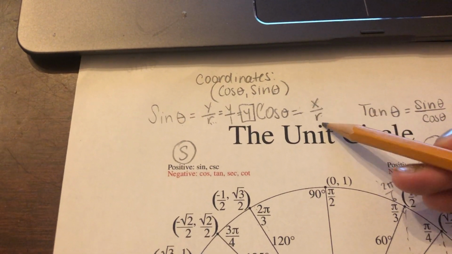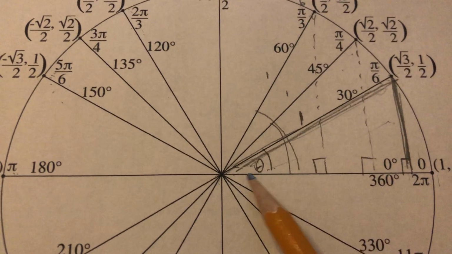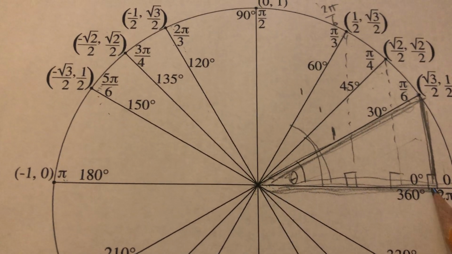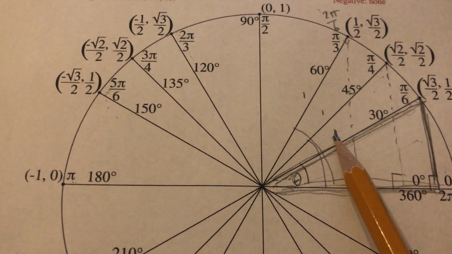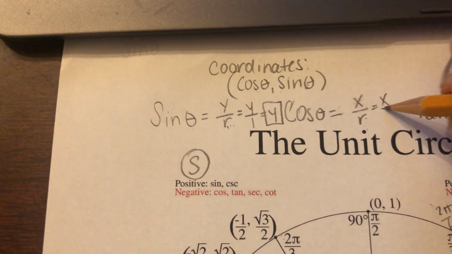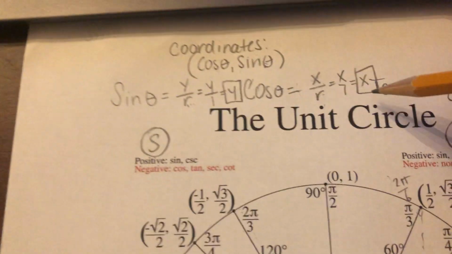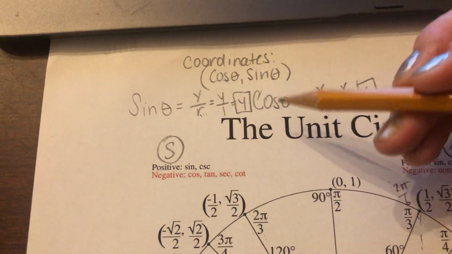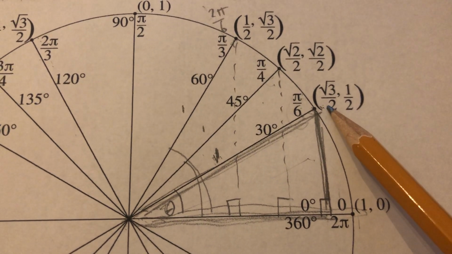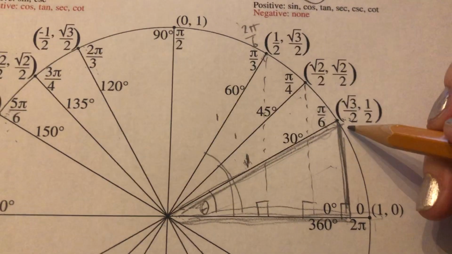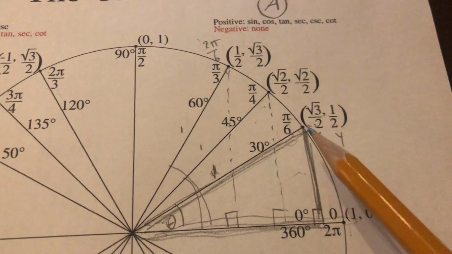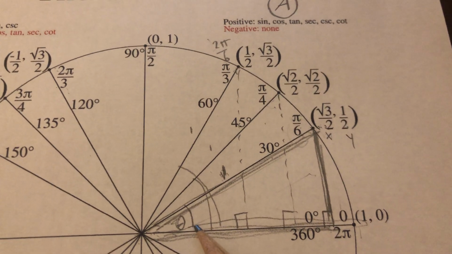And same reason for your x, your cosine. Cosine is adjacent over hypotenuse. So if I'm using this triangle here, my adjacent side is this side, this x distance. And my hypotenuse, again, is my radius of 1. So you'd have x over 1, which equals x. So that's why your cosine is your x coordinate. So anytime you look at these coordinates, your cosine is your x, and your sine is your y. So if I were to say, what is the cosine of 30 degrees?